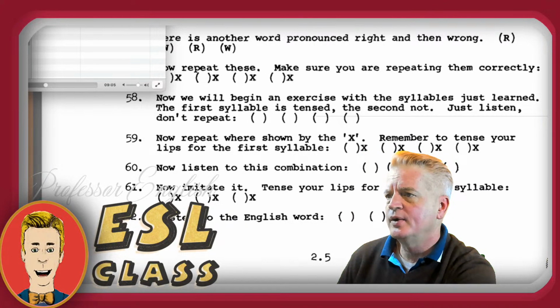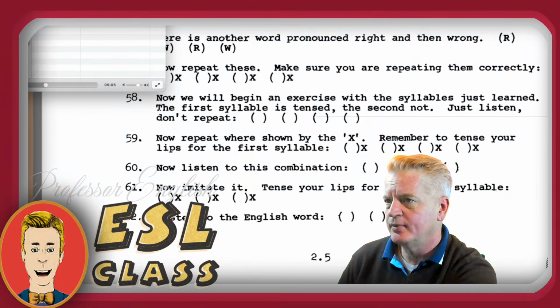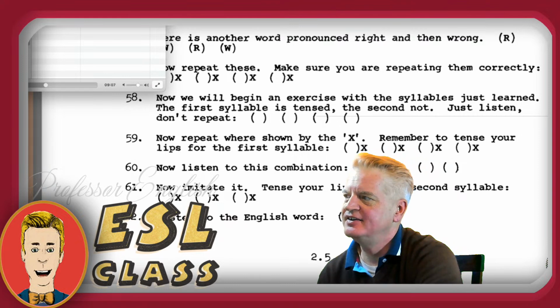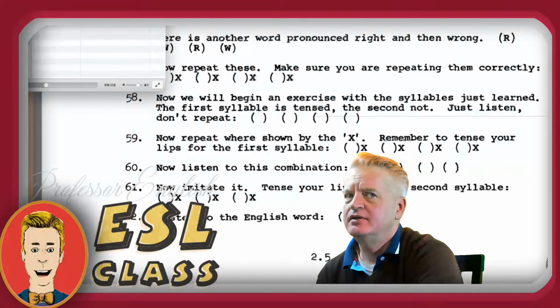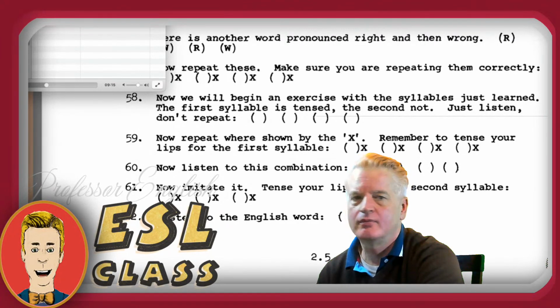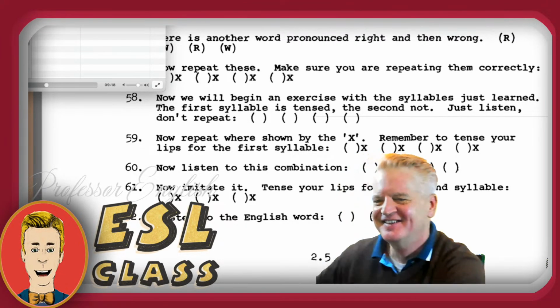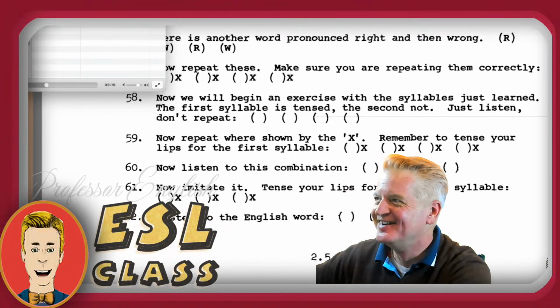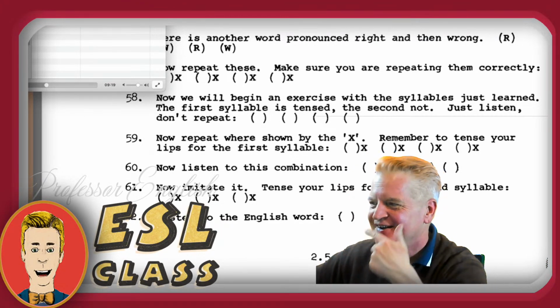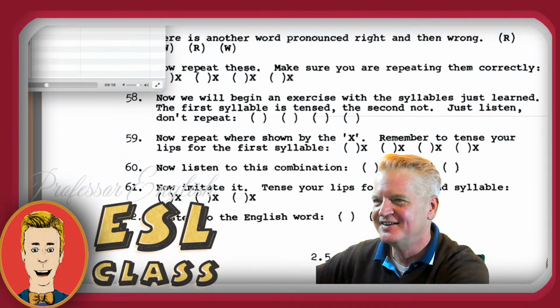59. Now repeat where shown by the X. Remember to tense your lips for the first syllable. Stadt, Plan, Stadtplan. I'm exaggerating. I just want to get in the habit of tensing my lips.